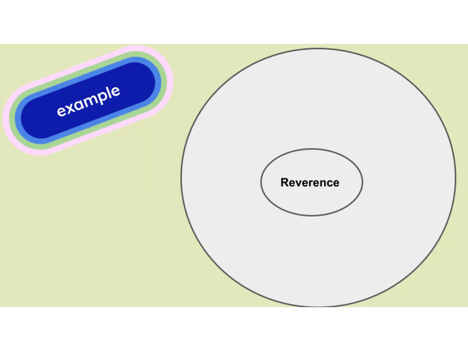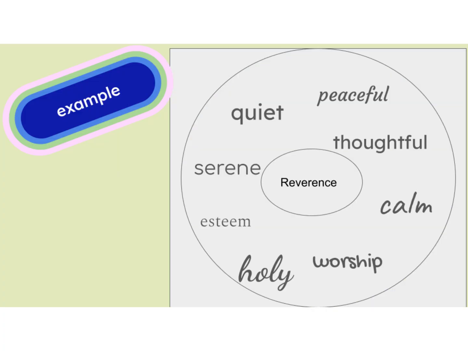If the question is asking students to define a word, draw a large circle on the board with a small circle in the center, with the topic word written there. For example, reverence. This is one type of graphic organizer. Have students brainstorm what they know about it. The teacher will write the responses on the outside circle.